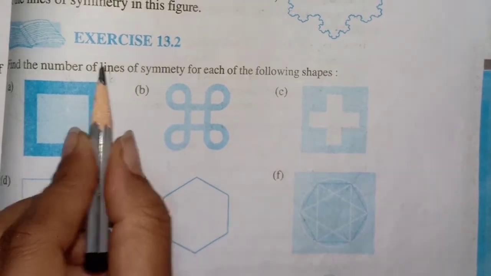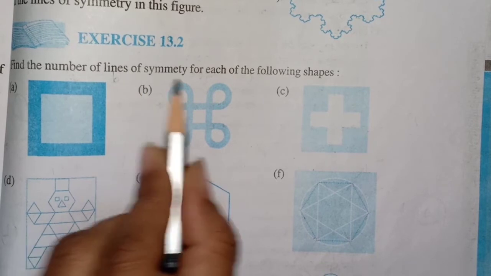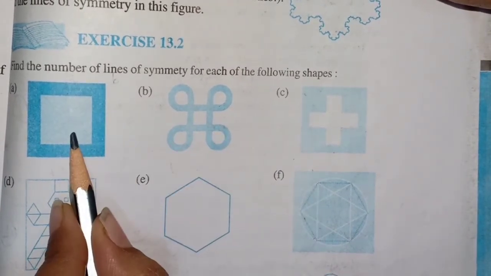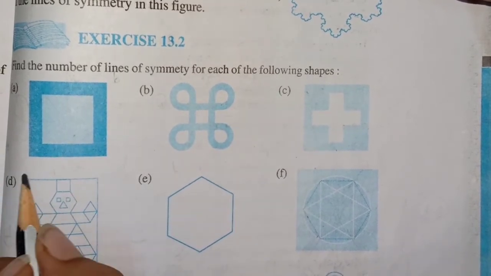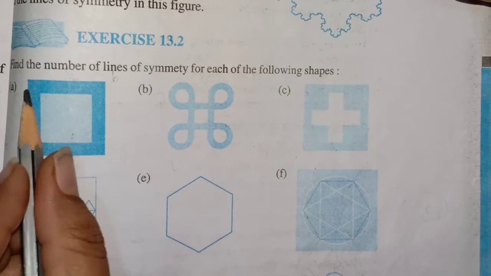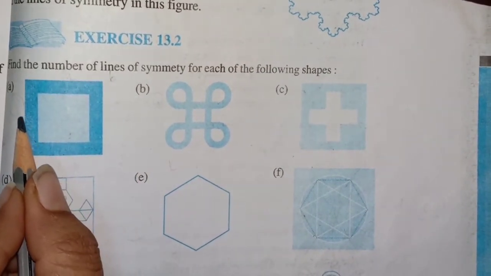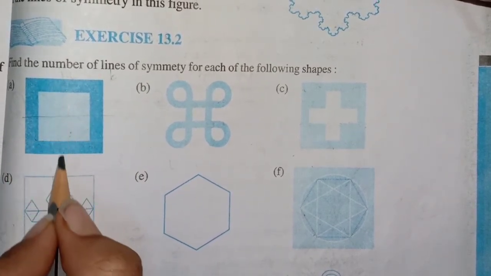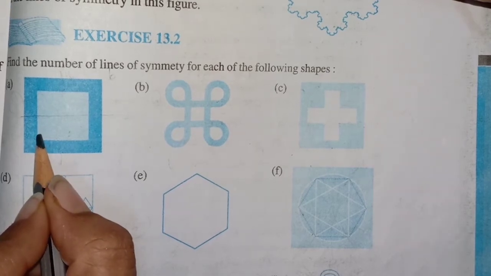So let's start our exercise number 13.1. Find the number of lines of symmetry for each of the following shapes. Here they have given us a shape and we have to understand how many symmetrical lines we have to draw there. This is a square. We know that in a square we have to draw 4 symmetrical lines: 1 horizontal, 1 vertical and 2 slanted. So here we draw the 4 symmetrical lines.